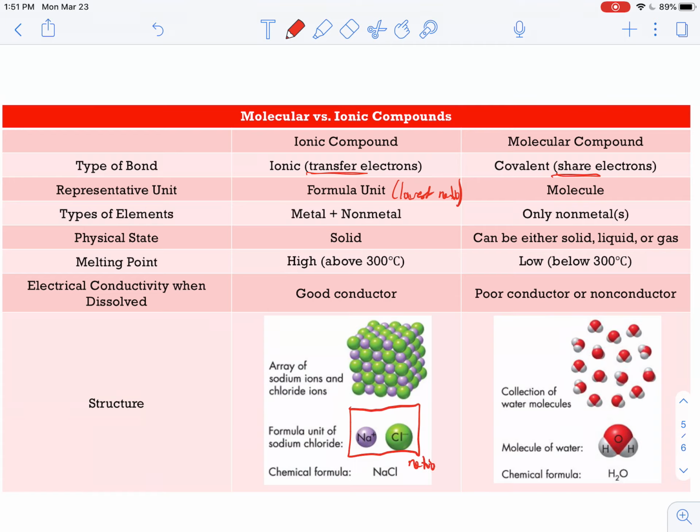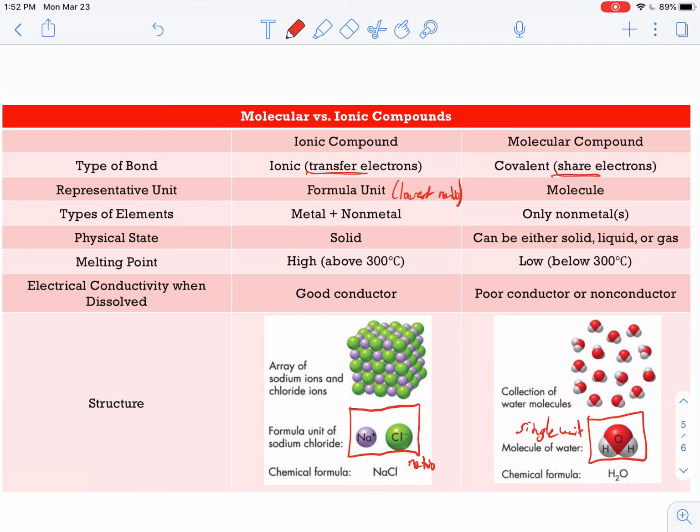Whereas with our molecular compounds, when we look at just a molecule, what it's doing is it's actually telling us what a single unit is. So we look at water. Water has to be 2 hydrogens and 1 oxygen. Those 3 atoms bonded together, as seen in the picture, are going to form a single unit. We can never have a molecule of water with more than 2 hydrogen atoms or more than 1 oxygen atom.